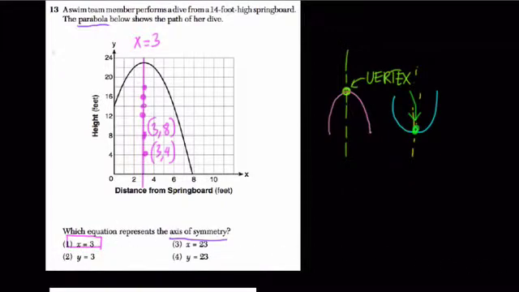Don't be too quick here to pick y equals 3. Remember, the line y equals 3 will be a line where the height of the line is always 3, where the y value is always 3. That would be a horizontal line, like this. So here, the axis of symmetry is the line x equals 3.